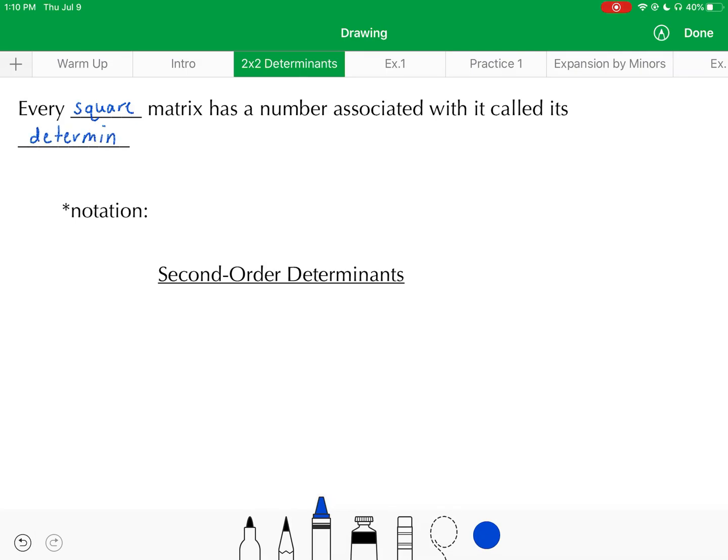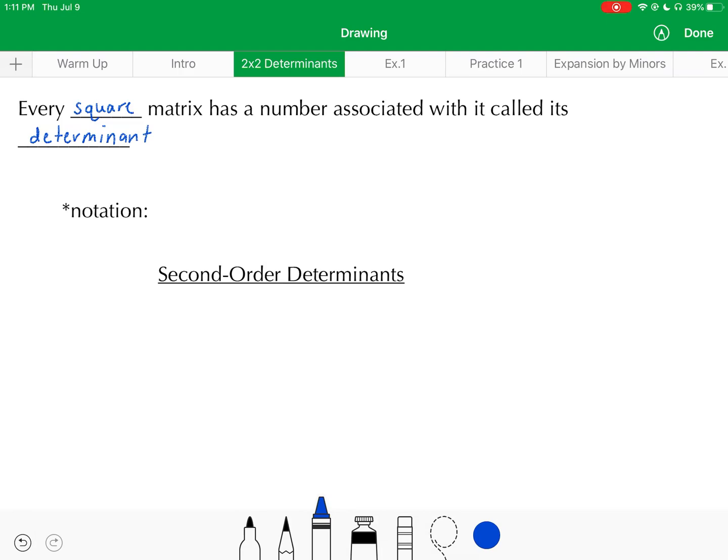So this implies that in order for you to find a determinant, the number of rows and the number of columns in your matrix have to be the same, okay? And there's a couple different notations to represent the determinant, okay?